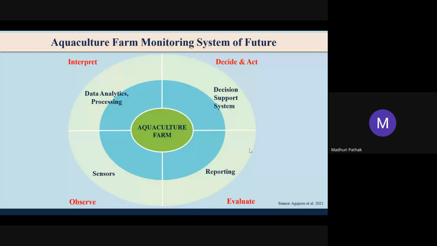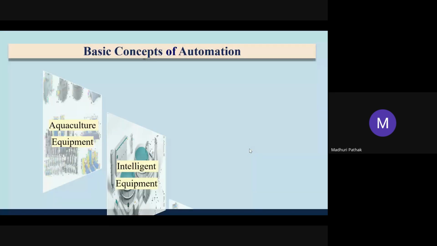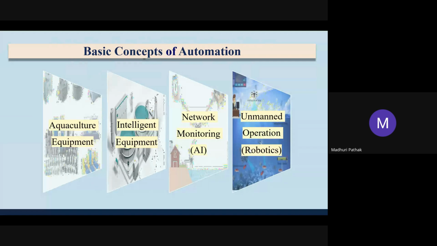So if we want to convert the monitoring system of the aquaculture system into a smart one, then you need to have an automated system to observe, to interpret, to decide and act, and to evaluate. That way the aquaculture farm will become a smart one. So, what are the basic concepts of automation? Aquaculture equipment, intelligent equipment, network monitoring, and unmanned operation. That means robotics.